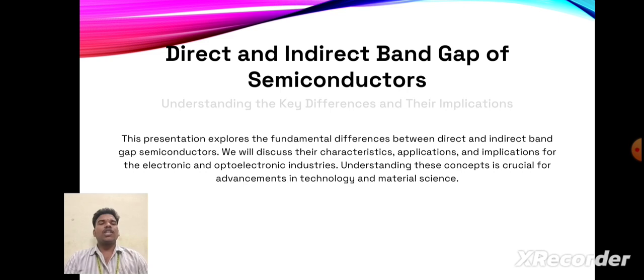This presentation explores the fundamental differences between the direct and indirect band gap of semiconductors. We will discuss the characteristics, applications, and the implications for the electronic and optoelectronic industries. Understanding these concepts is crucial for advancements in technology and material science. As I said before, studying direct and indirect band gap of semiconductors is very crucial in order to advance the development of technology and material science.